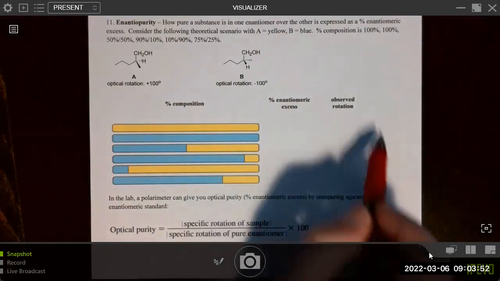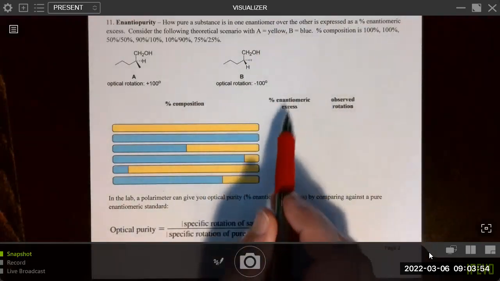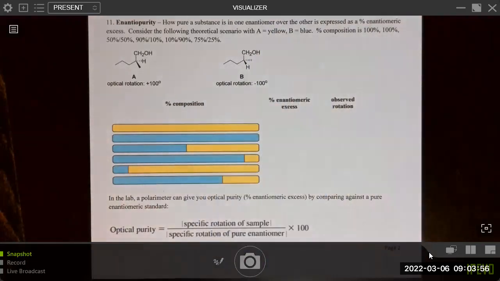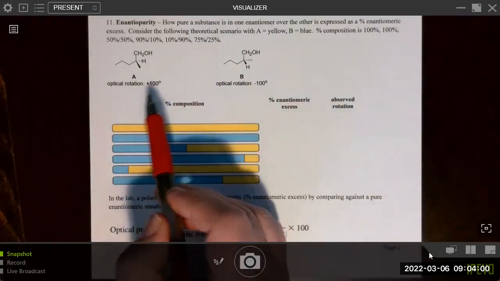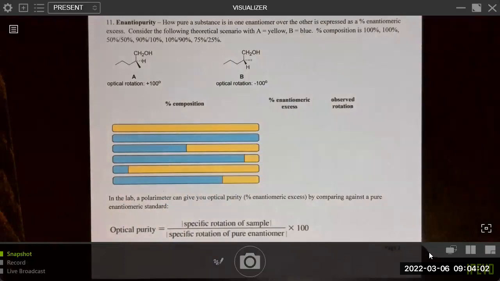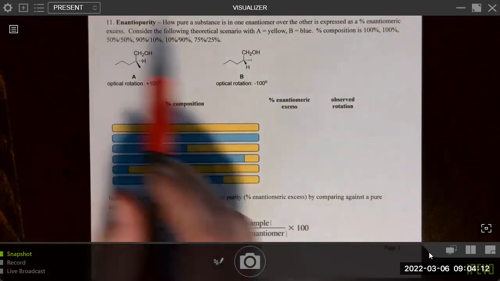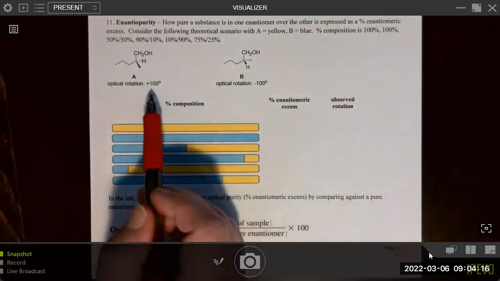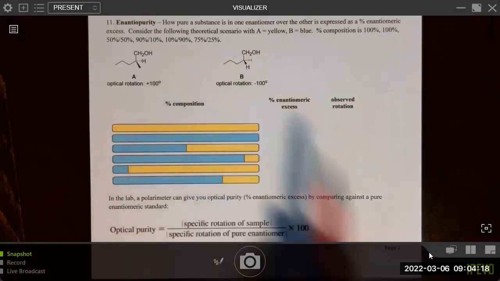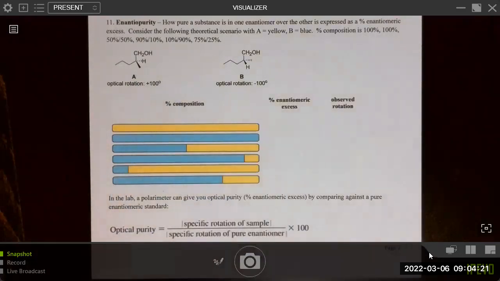So we're being asked to write in what the percent EE would be for each of these mixtures and the observed rotation, given that we know the optical rotation or the specific rotation of the pure enantiomer, or both pure enantiomers, in fact, but you really only needed one because you know the enantiomer then will be the opposite direction as its enantiomer.